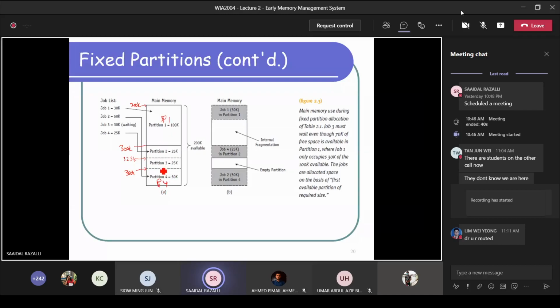So they left partition 2 and partition 3. Partition 2 and partition 3 cannot accommodate job number 2, so job number 2 is going to partition 4. Job 3, 30K, cannot fit in partition 2 or 3. Sorry for that. So job 3 has to wait. And job 4, 25K, can go to either partition 2 or partition 3. It follows the sequence, so it will go to partition 2 first. So this is unused.